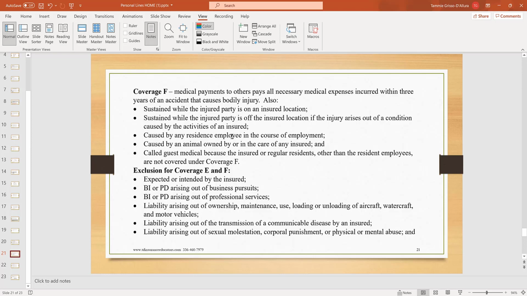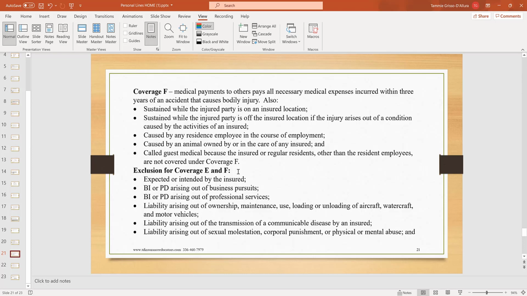Okay. So it's called guest medical because, of course, they're not covered. It's third-party coverage. So guests are the only ones that are covered, not your homeowner, not their spouse, not your children, not your family members that live with you, not your foster children that live with you. Okay. It's called guest medical because the insured or regular residents, other than the residence employees, are not covered under this. You can't sue yourself.